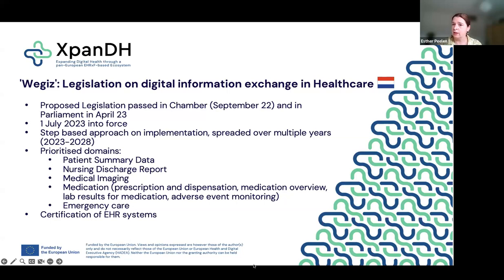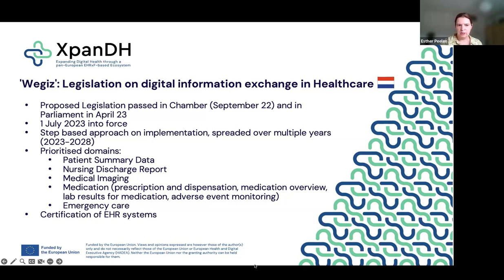The same for nursing discharge reports, medical imaging, and medication, which covers a lot of processes, I would say. So from prescription and dispensation, also realizing a medication overview, so that really the citizen and the healthcare professional know what medicines are being used by this particular person. It includes also lab results for the medication process and adverse event monitoring. So it's really a broad process, and we are in the middle of implementing this at the moment. And recently, the emergency care process was also added to the domains that have priority.